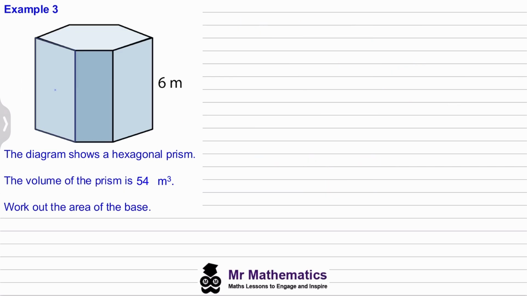So in example 3, we're given that the diagram shows a hexagonal prism, and the volume of a prism is 54 centimeters cubed. We've been asked to work out the area of a base. So do you want to try this question yourself? You can pause the video and come back when you're ready.